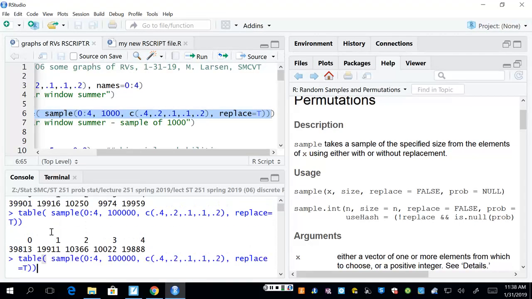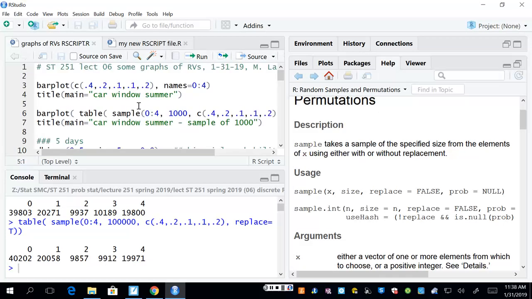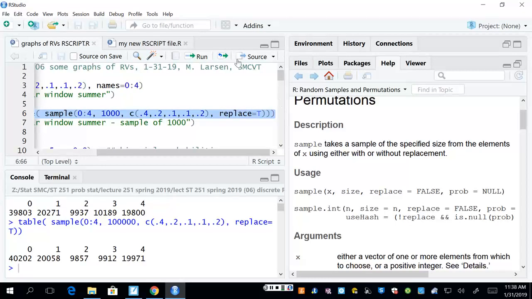At some point, I'm going to get more than 40,000 zeros. Yeah, see there, eventually I got a little bit more. But it's pretty close to those frequencies. If I did it 100 million times, it'd be very close to that percentage. And if you tabulate it, you can make this a bar plot of what that type of sample looks like.